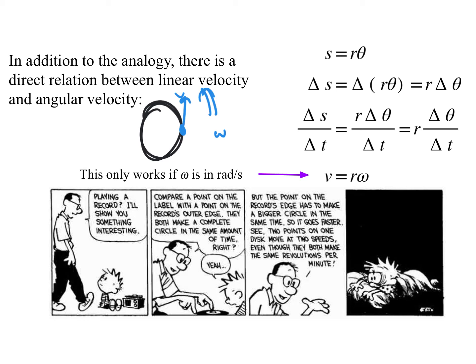And if we then divide by delta t, delta s over delta t, how fast we're going around the circle, is r delta theta over delta t. Well, just grabbing the r out front, we have r times delta theta over delta t, but that's omega. So we end up that v is r omega. If I know the angular speed and the radius, I can figure out what the linear equivalent speed would be. Notice that this is only true if omega is in radians per second. It doesn't work otherwise. We can only say that s equals r theta when theta is in radians.